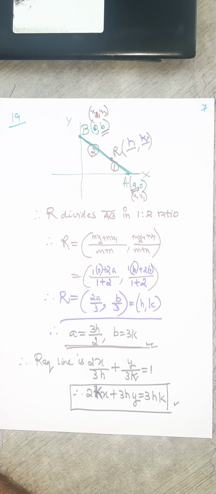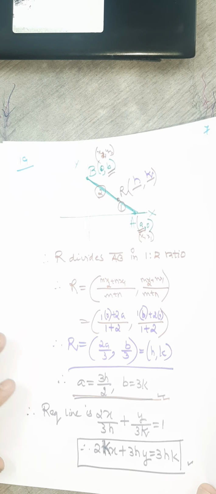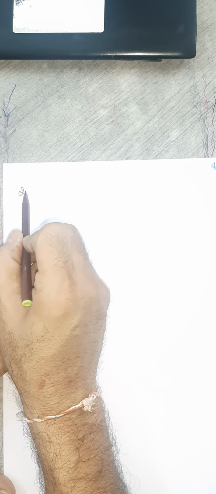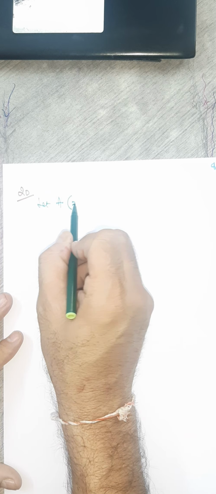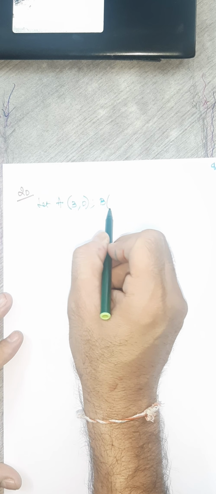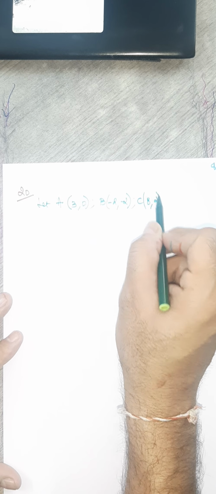Fine. Now let's go to the 20th question. What does it say? By the concept of the equation of a line, prove that these 3 points are collinear. Right. By which concept? You know now various concepts to show that 3 points are collinear, right? You know at least how many ways? 3 different ways, remember. I'll take these 3 points as A, B, C. Let's take A as (3, 0), B as (-2, -2), and C as (8, 2), right?